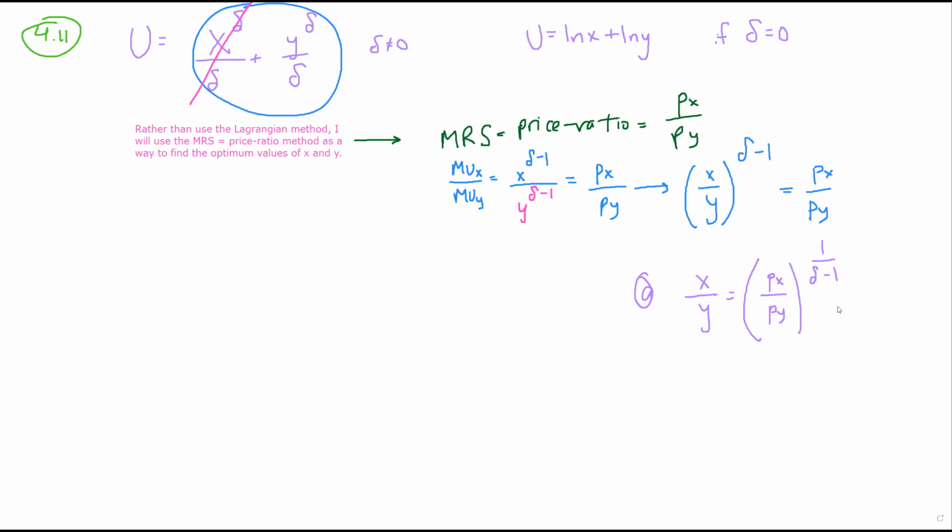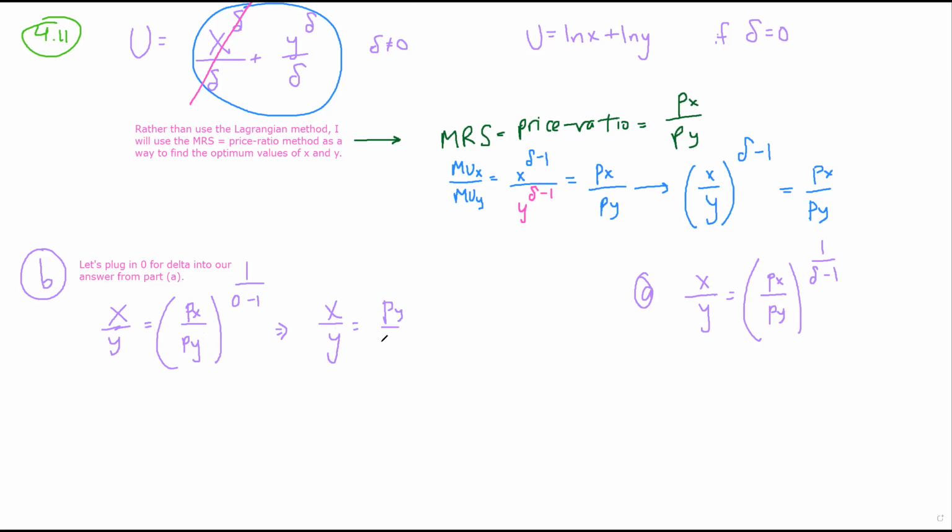Part B: show that the result in part A implies that individuals will allocate their funds equally between X and Y. Say delta equals 0. So for part B, let's plug in 0 for delta into our answer from part A. Let's see what we get. So we get X divided by Y equals price X over price Y to the power of 1 divided by 0 minus 1, which is another way of saying X over Y equals price Y over price X.